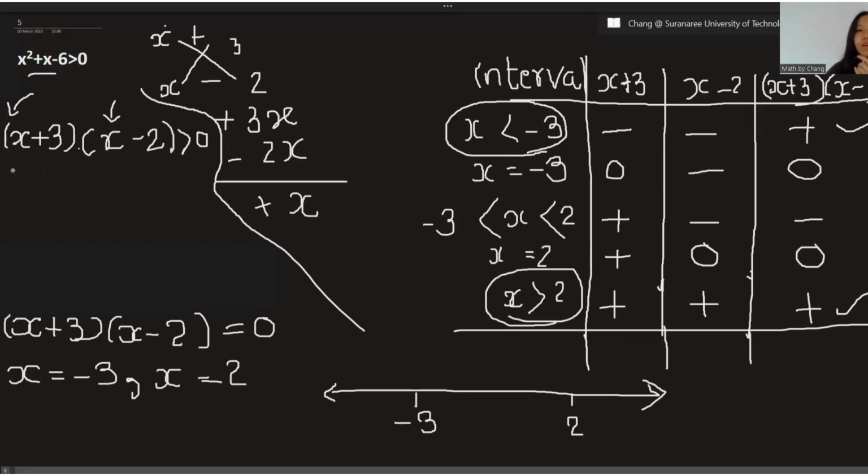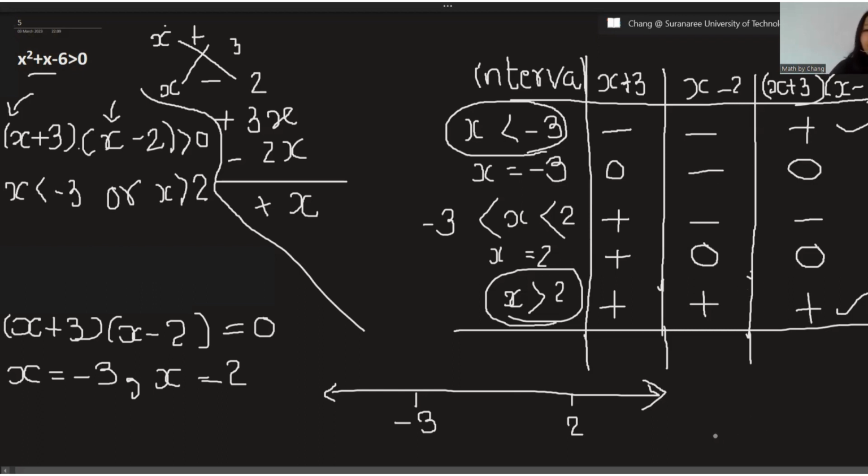So you can simply write here, x less than, all right, you don't need to put the bracket here. So x less than minus 3 or x greater than 2. All right, so these values you get from the table.